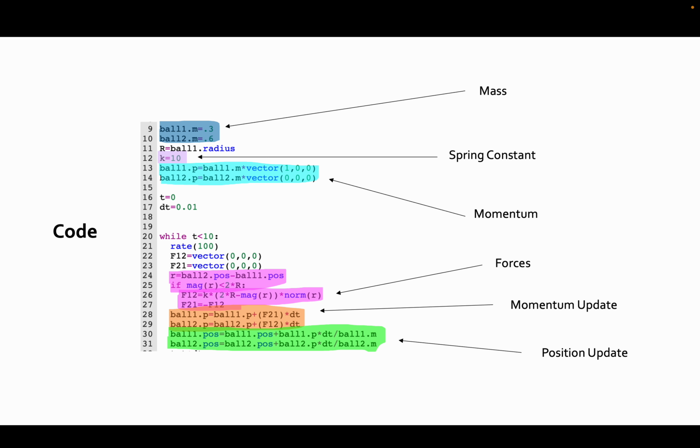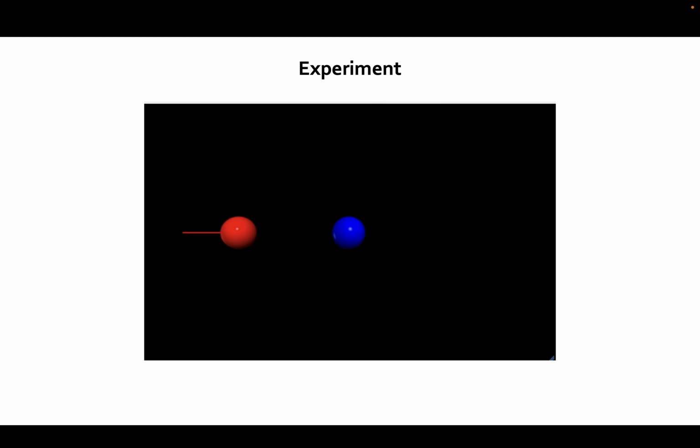The lines of code essentially say that if the distance between the two balls becomes less than twice the radius of one ball, a spring force will act on both balls, with one force being the equal and opposite of the other. After that, the momentum update lines for each ball can be seen, and below that is the position update for each ball. Here's the actual interaction between the two balls that can be seen.